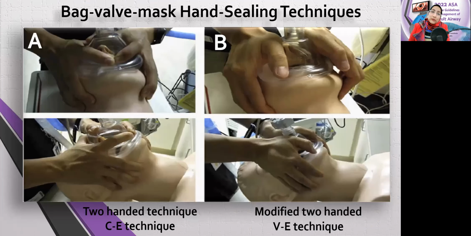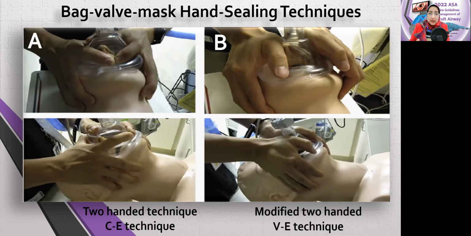The third item to be fulfilled to give optimal bag mask ventilation is the bag valve mask hand sealing technique. How to do this? The American Society of Anesthesiologists recommends the double hand or two hand technique for mask sealing in patients with a predicted difficult airway. Don't use the one hand technique, use the two hand technique.